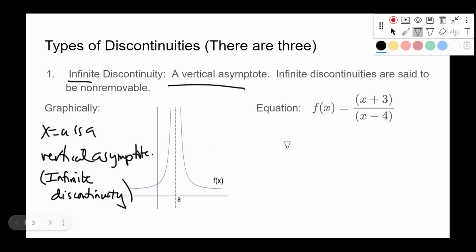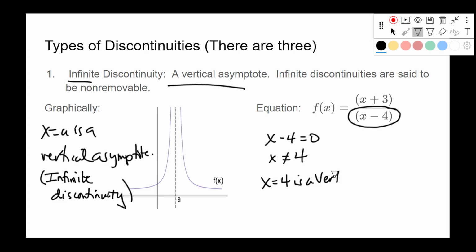Equation-wise, where do we look for vertical asymptotes? Well, we try to find the domain. We look for where the denominator is going to come out to be 0 in a fraction. So x minus 4, if we set that equal to 0, we know x can't be 4. And sure enough, if you were to do a little more analysis on it, which we will do coming up, you would find that x equals 4 is a vertical asymptote of this graph. Okay, it's an infinite discontinuity. All right, so look for that denominator, check the denominator, see where the denominator is 0. Wherever the denominator is 0, there could potentially be a vertical asymptote.